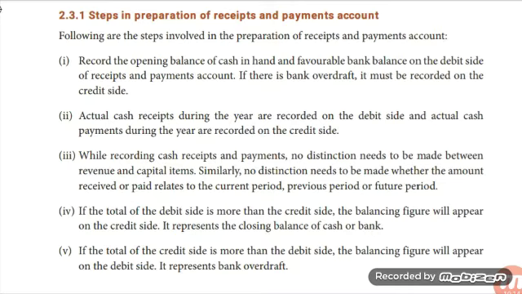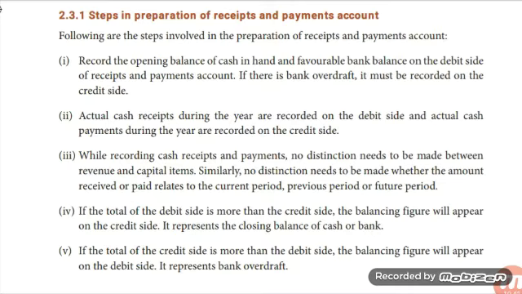Then record all cash receipts on the debit side under the appropriate heading and all actual cash payments on the credit side under the appropriate heading. Then find the total of both the debit side and credit side. Then identify which side is the greater side.